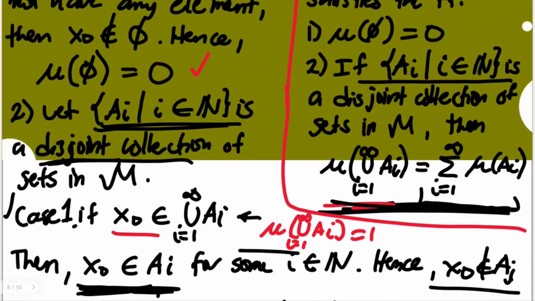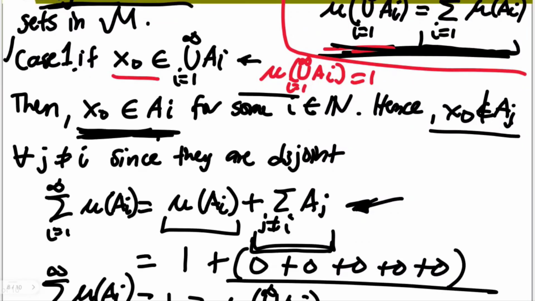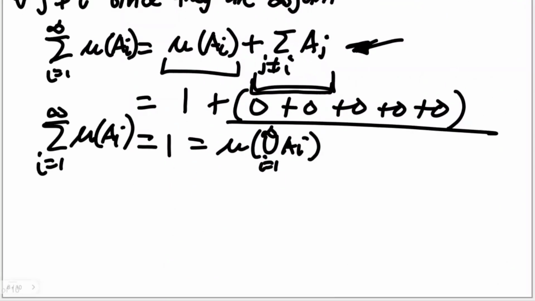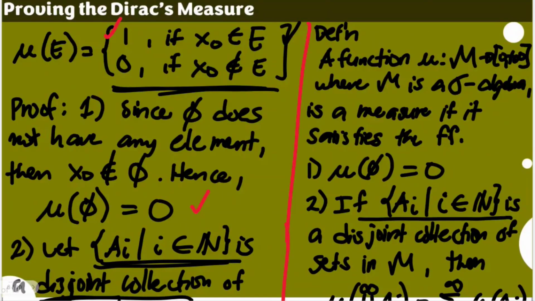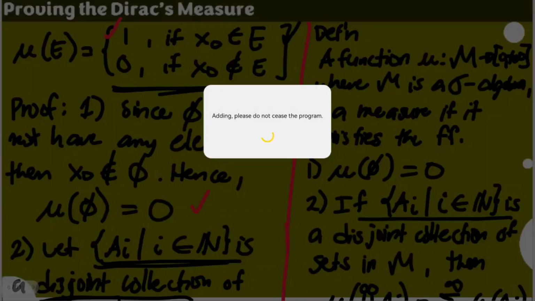Okay? For our case 1, when x sub 0 is an element of the union, that's already okay. How about for case 2? Let me use another page here. Okay, let's have here case 2.